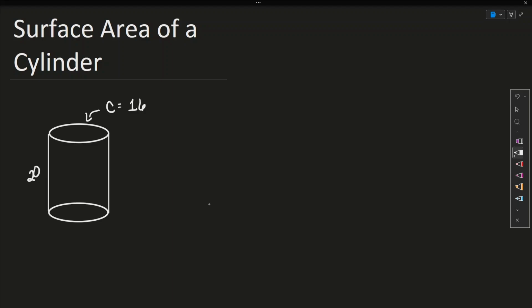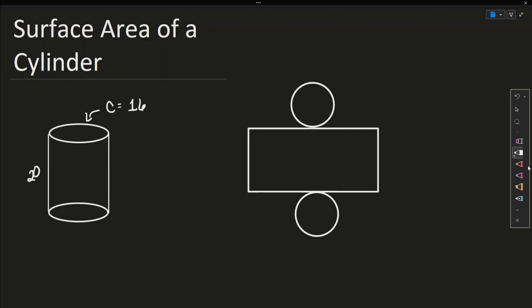Let's think about the net of a cylinder. A cylinder has two circular bases and one curved surface. But when we unwrap the curved surface, it actually becomes a rectangle. So the net of the cylinder includes two circles and one rectangle. What are the dimensions of that rectangle?